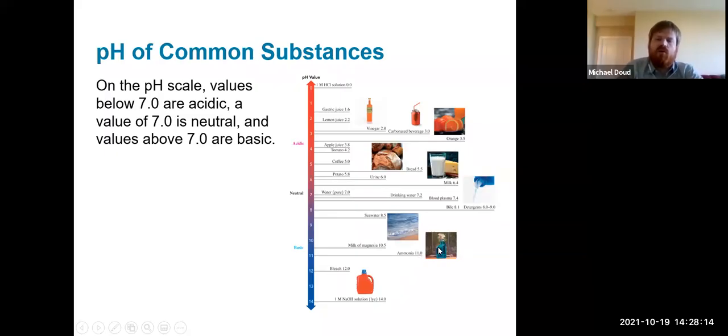Then ammonia, which is a common glass cleaner that we sometimes use in lab as well. It can be important as a base. It has a pH of about 11. And finally, bleach, a common household reagent, is basic and has a pH of about 12.0. Finally, on the very high end, we have a solution of lye, which is 1 molar sodium hydroxide, which has the highest value that we commonly refer to, with a pH of 14.0.